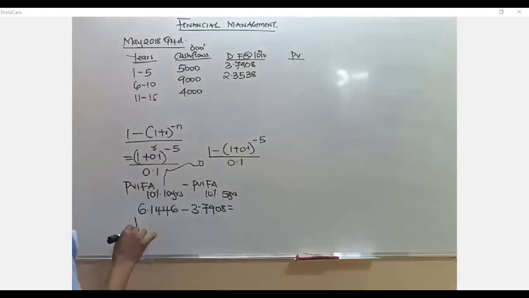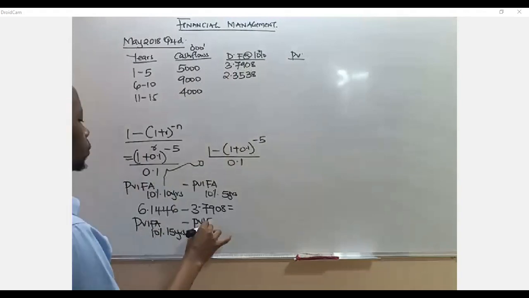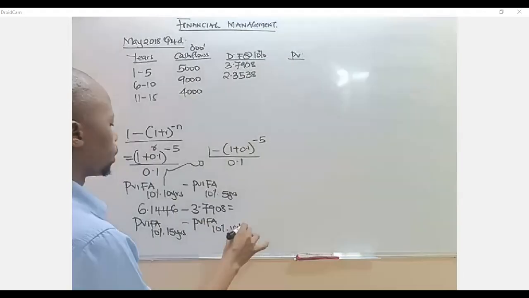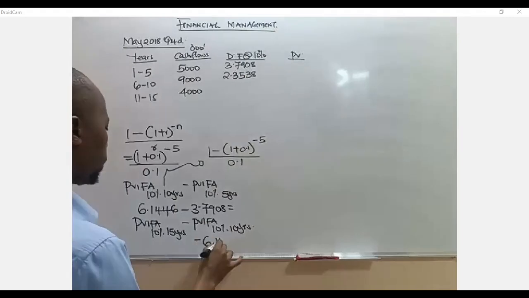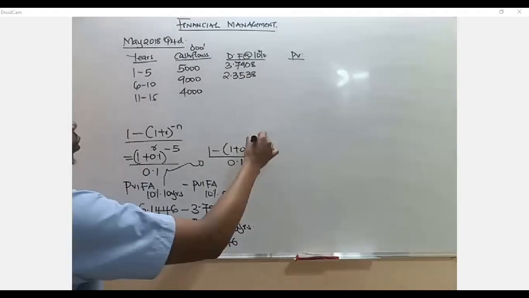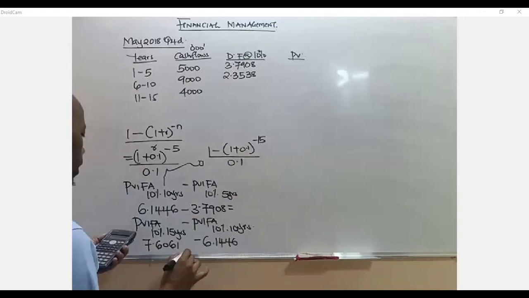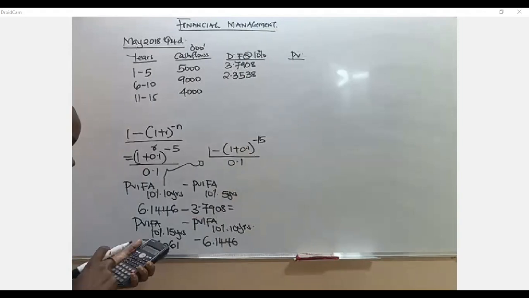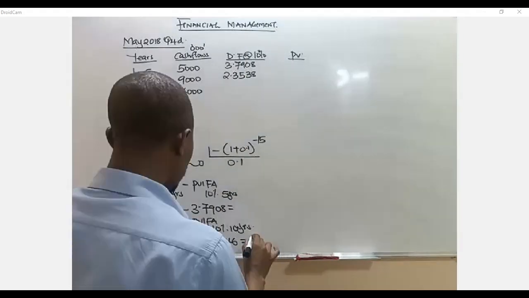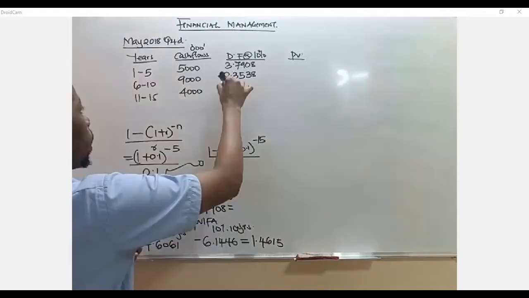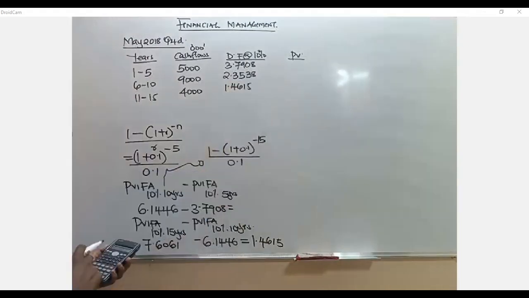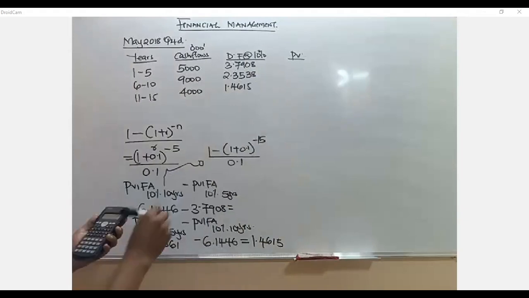We look at the present value interest factor annuity, 10%, 15 years, minus the present value interest factor annuity, 10%, 10 years, since I require years 11 to 15. For 10 years I have 6.1446. Then what about for 15 years? It will be 1.1 raised to negative 15, 1 minus the answer, then we divide by 0.1, getting 7.6061. So what is the difference? Minus 6.1446, getting 1.4615, times 4,000.